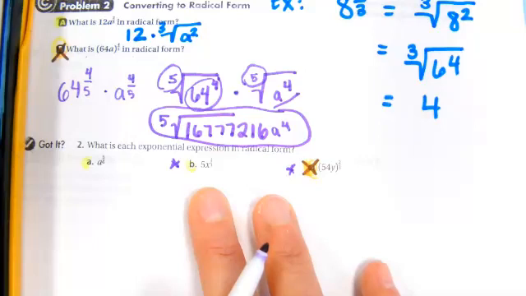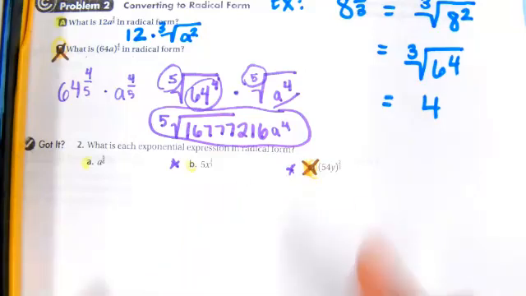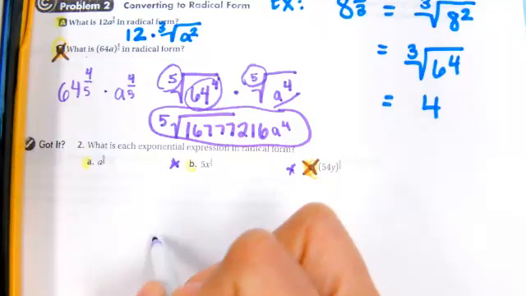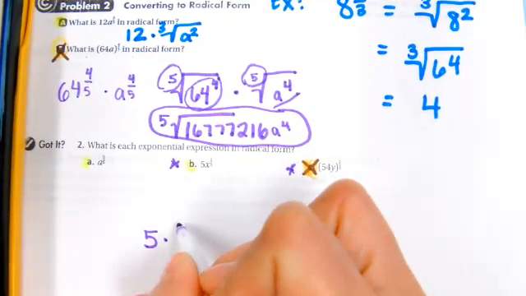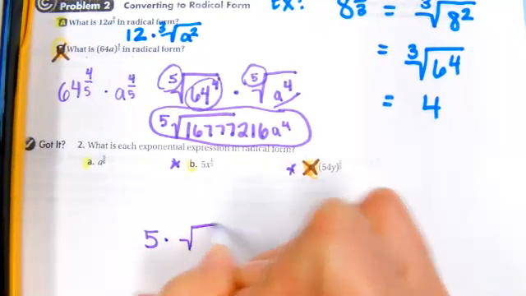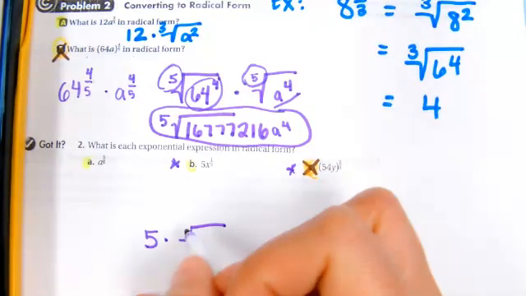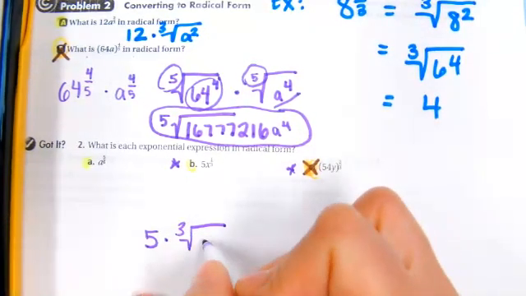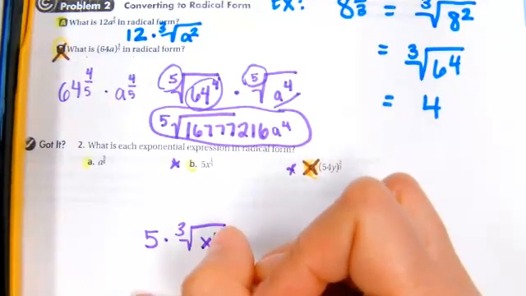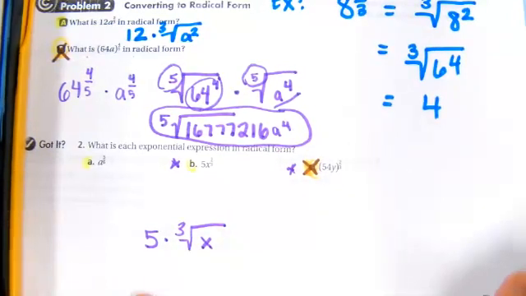Does anyone have it? Go ahead, Malcolm. What'd you get? 5 times radical sign. Okay. 3 on the inside or the outside? Outside. Okay. X. And there's technically a 1. Can I leave it at x? Yes. This is the answer. So this is 5 times the cube root of x is the final answer.